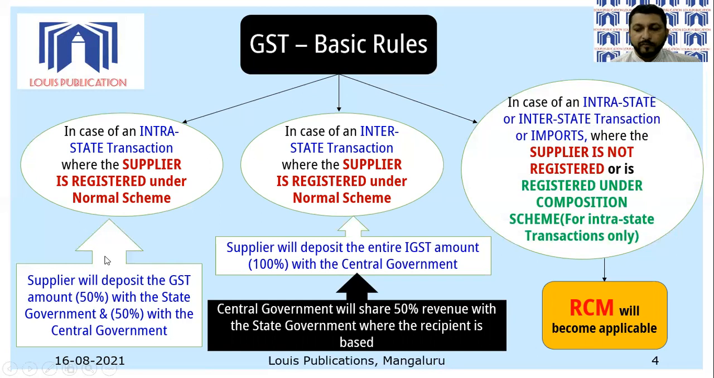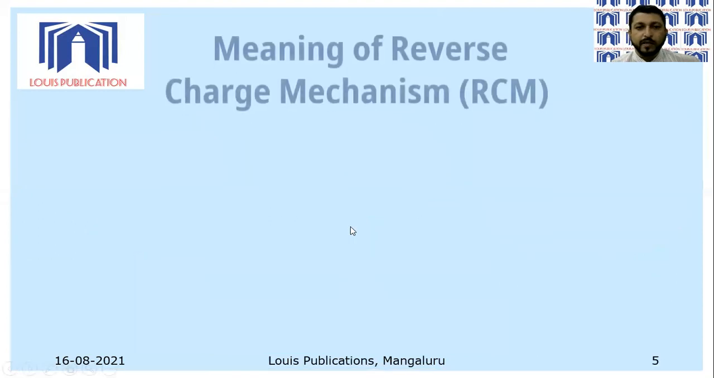Now, before we proceed further, we have to understand the basic point. Supplier will deposit the GST amount. Supplier will deposit the IGST amount. So if you see, it is the responsibility of the supplier to deposit the GST amount with the government, state government and central government, or the entire IGST amount with the central government, as you see over here. So it is the supplier's responsibility to deposit the GST amount with the government. So let's look at the concept of RCM in detail.